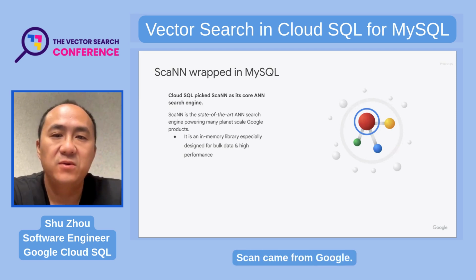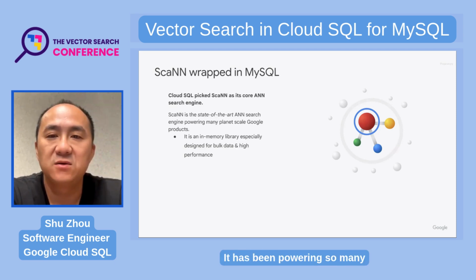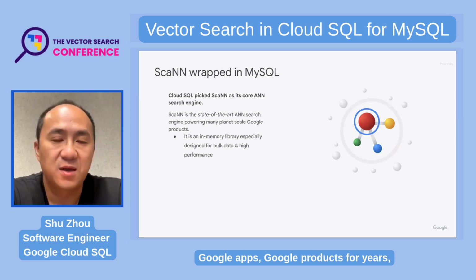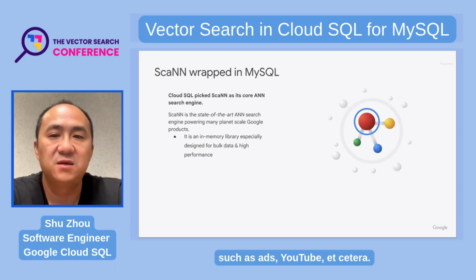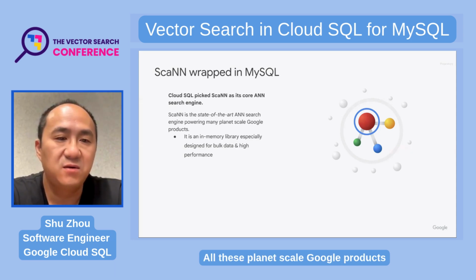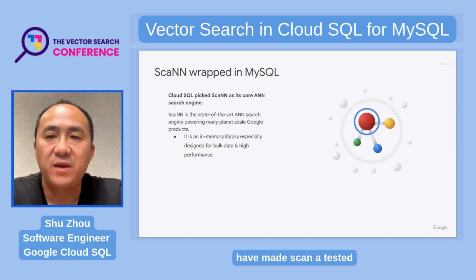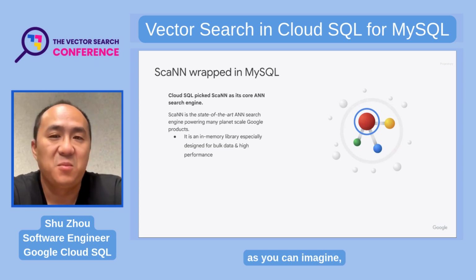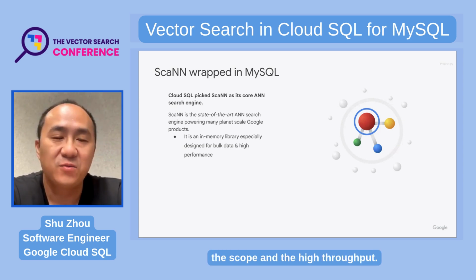ScaNN came from Google. It has been powering so many Google products for years, such as ads, YouTube, etc. All these planet-scale Google products have made ScaNN a tested and proven solution, especially for large data, as you can imagine the scope and the high throughput.